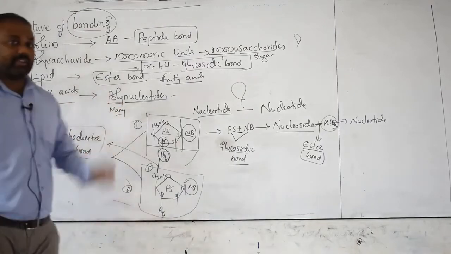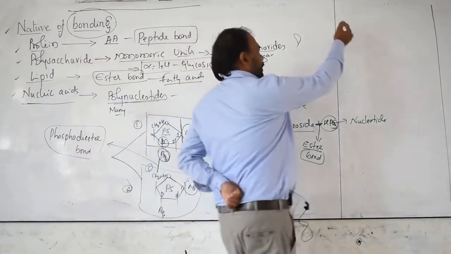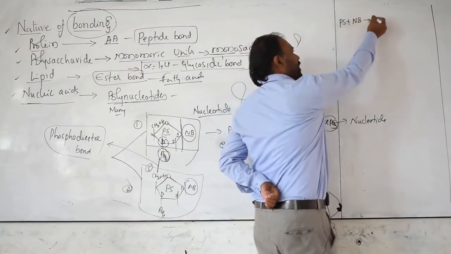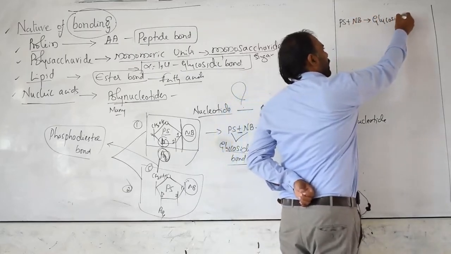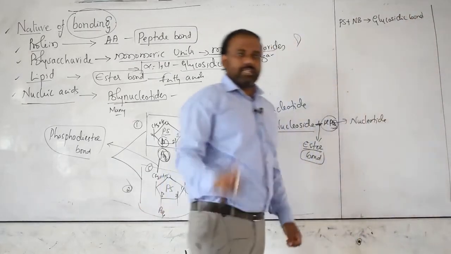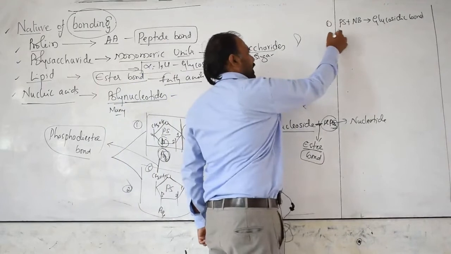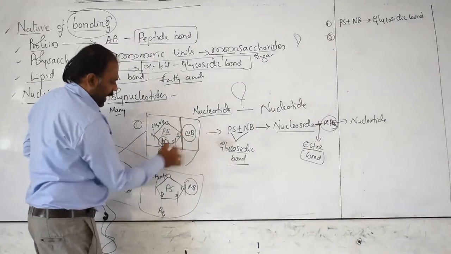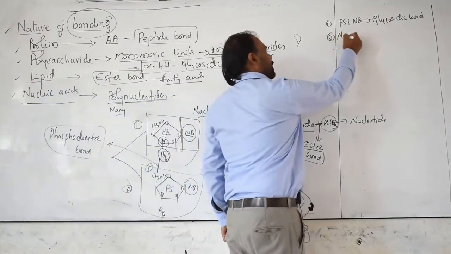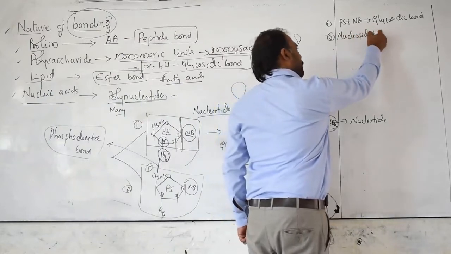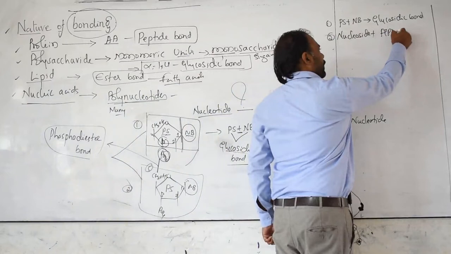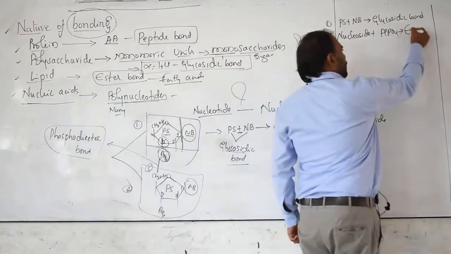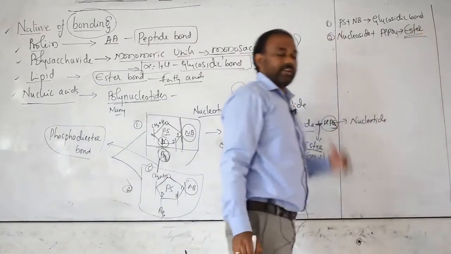See, in the single structure, we will be having 3 bonds. How to remember? One is pentose sugar plus nitrogenous base. Which bond? Glycosidic bond. This is the first one. Second one is nucleoside plus phosphate, that is HPO4. There the bond is, which bond is it? Ester bond. Next one is ester bond.